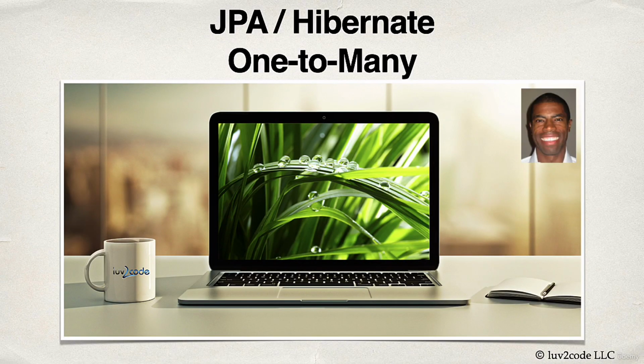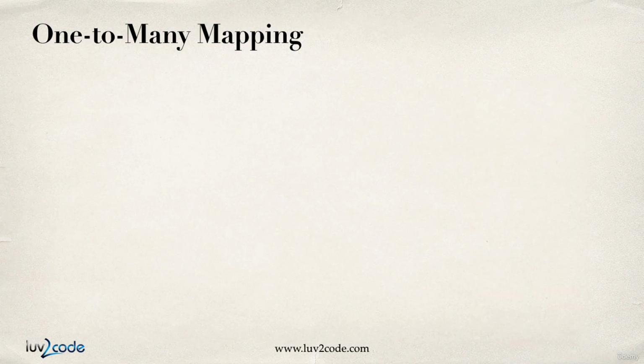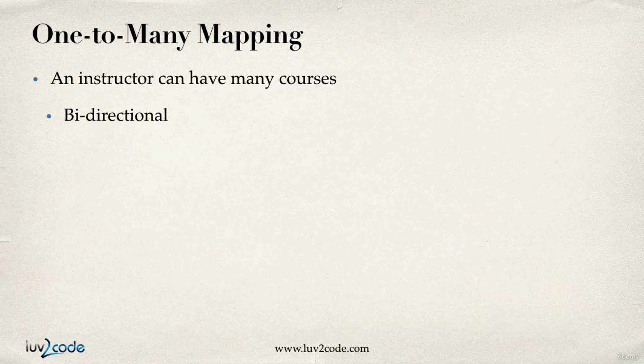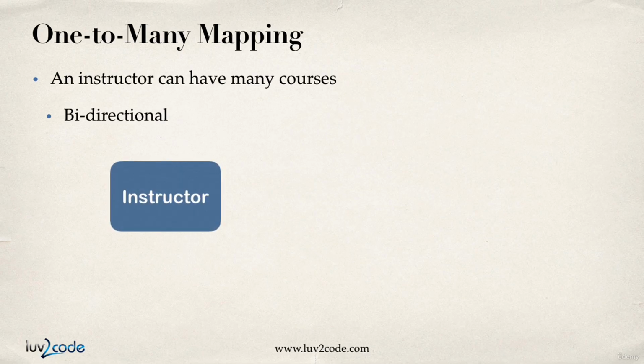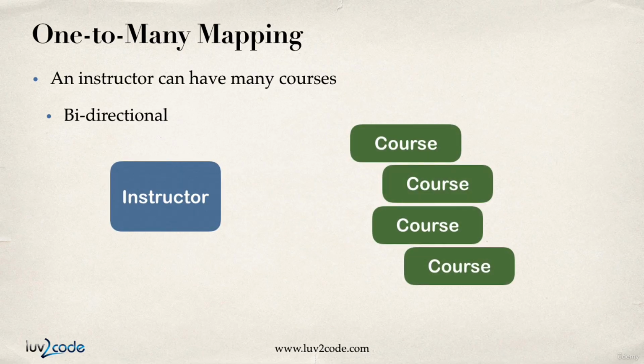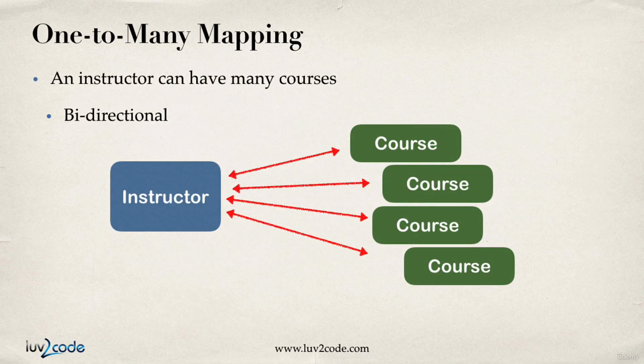In this video, we're going to cover Hibernate one-to-many bidirectional. So we'll make use of this one-to-many mapping where an instructor can have many courses. So here's our instructor, a list of courses, and we have the association. And note here, this will be bidirectional.